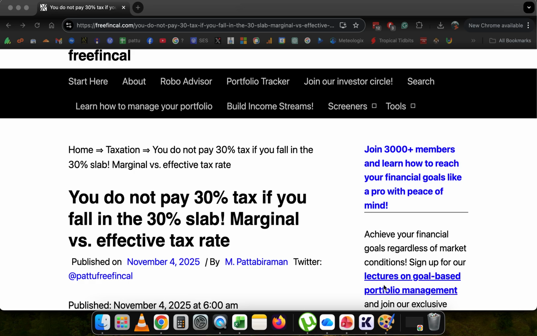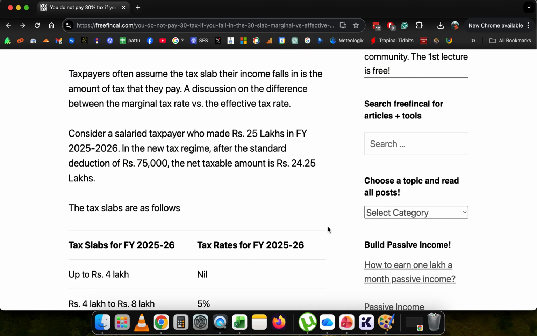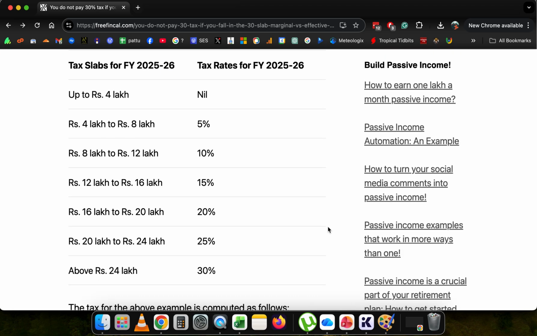So let's take a look at how this works. Let's take a look at the slab rates, and these are the slab rates currently applicable. Up to 4 lakhs, it's nil. For income exceeding 4 lakhs up to 8 lakhs is 5%. For income exceeding 8 lakhs to 12 lakhs is 10%.